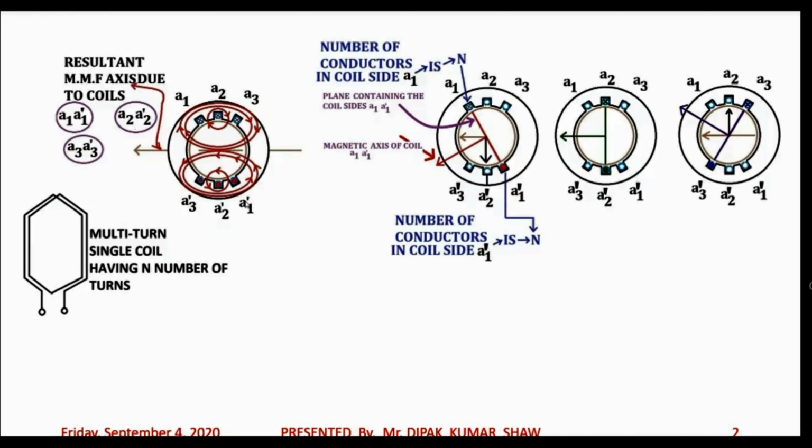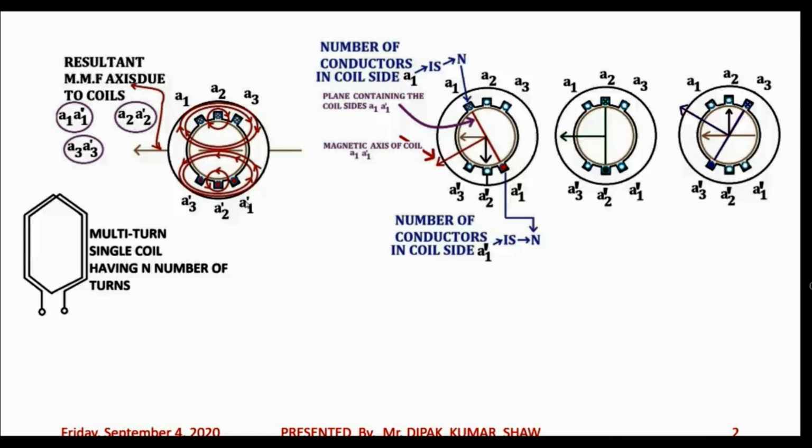Now what is our next step? Our next step is that we need to find out what will be the magnetic axis or the resultant MMF axis due to the combined action of these 3 coils, because these 3 coils, A1 A1 dash, A2 A2 dash, and A3 A3 dash, will be connected in series. So if they are connected in series, they will carry the same current. Not only that, all the 3 coils have the same number of turns. All of them are n turns coils, and since they are connected in series, they are carrying the same current.